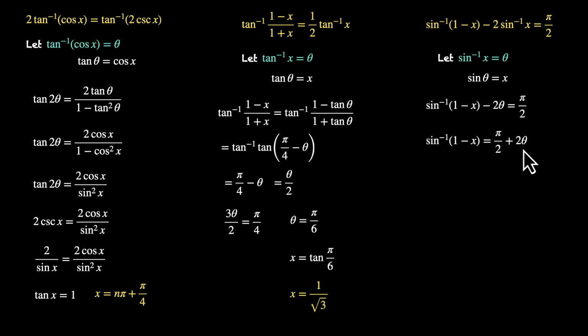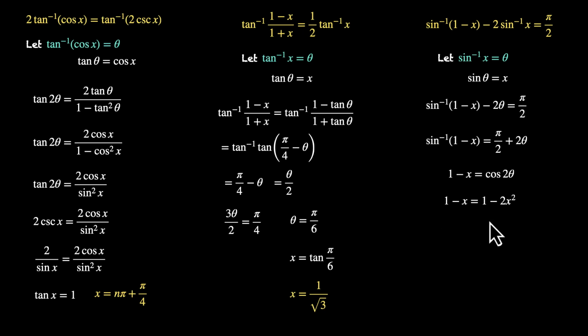Now to get rid of this sin inverse, we can take sin on both sides. Sin on both sides will give us 1 minus x on the left hand side and sin of pi by 2 plus 2 theta on the right hand side. Sin of pi by 2 plus anything is cos of that thing. So this becomes cos of 2 theta. Now we want cos of 2 theta in terms of x. We have sin theta in terms of x. So which identity can we use? We can use cos 2 theta is equal to 1 minus 2 sin square theta. So right hand side becomes 1 minus 2x square.